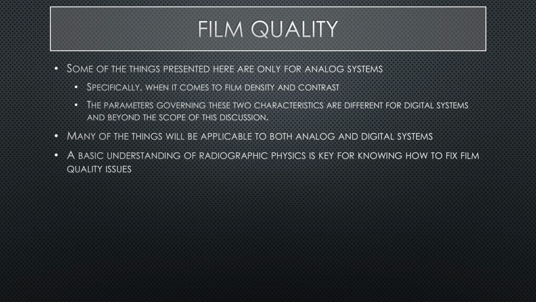So some of the things that we are presenting in this lecture are only for analog systems. Analog systems meaning that these are systems that are still using actual film, specifically when we are discussing film density and contrast. However, there will be other things that we will be covering that can translate over from analog to digital or computer systems. So having a basic understanding of physics, which you guys have already had a few terms ago, to help know how to fix film quality issues will help.